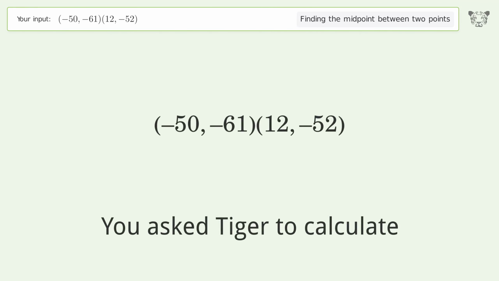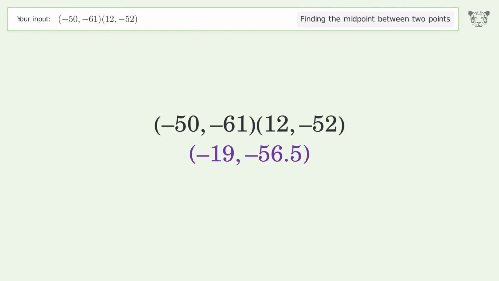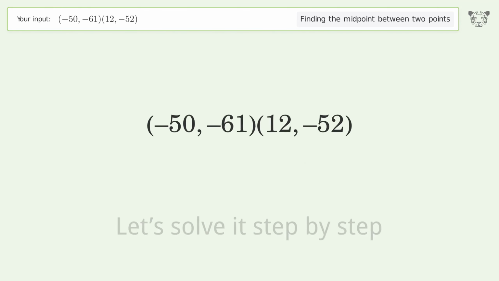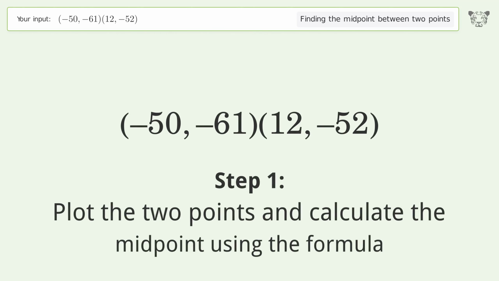You ask Tiger to calculate. This deals with finding the midpoint between 2 points. The midpoint between the 2 points is -19, -56.5. Let's solve it step by step. Plot the 2 points and calculate the midpoint using the formula.